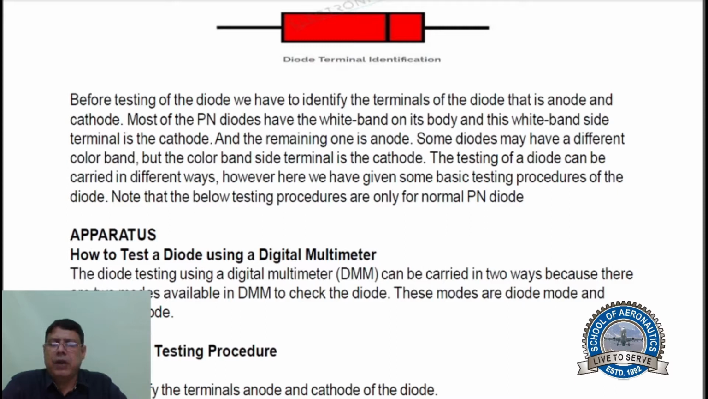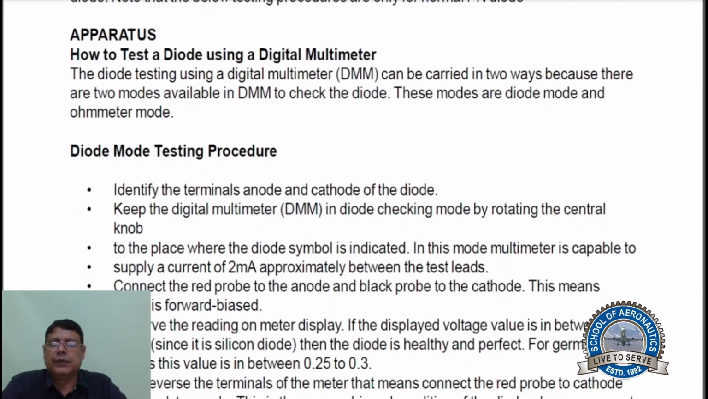How to test a diode using a digital multimeter? The diode testing using a digital multimeter, or in short DMM, can be carried out in two ways because there are two modes available in a DMM to check the diode. These modes are diode mode and ohmmeter mode. Diode mode testing procedure: identify the terminals, anode and cathode, of the diode.